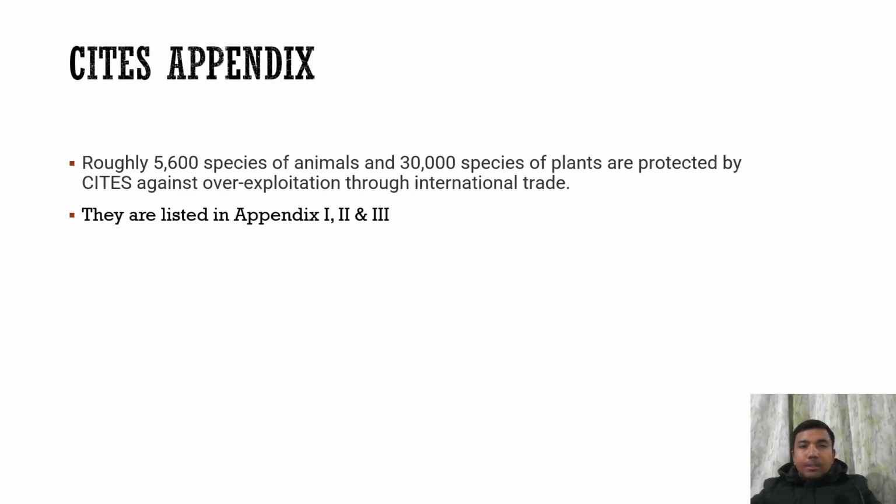So CITES is basically for protection of wild flora and fauna. So the species have to be mentioned, the species which will be protected by this convention. There are around 6,000 animal species and 30,000 plant species. These species are categorized in Appendix 1, Appendix 2 and Appendix 3. These are basically three lists where the degree of protection is given as per the threat level.